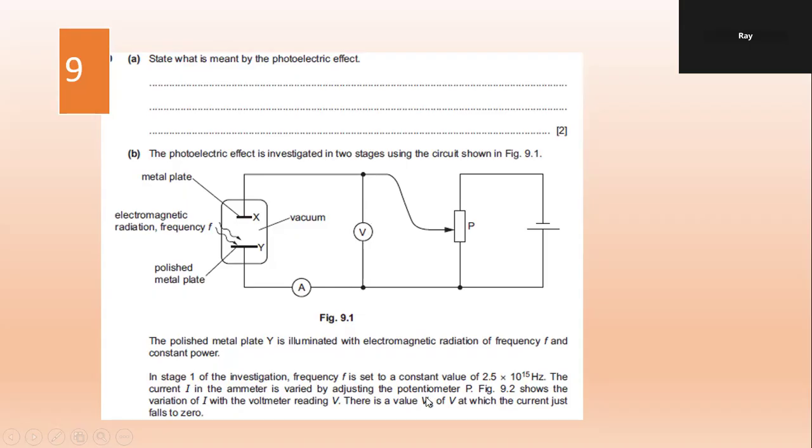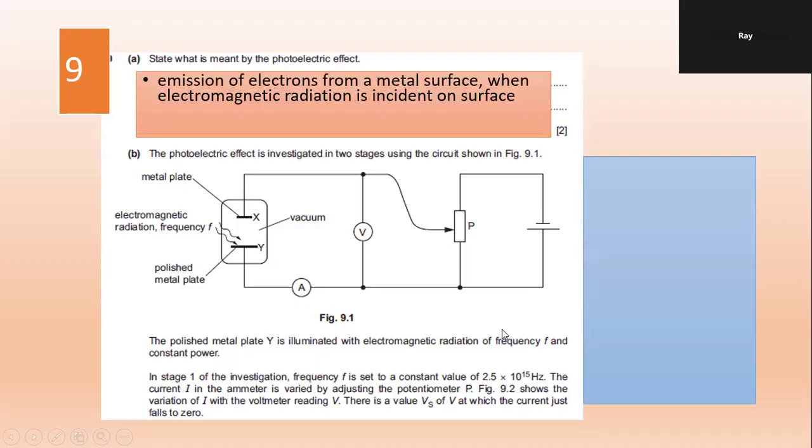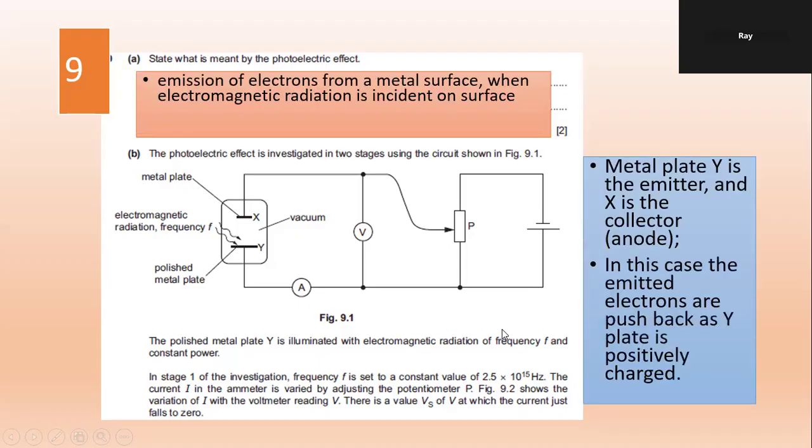There's a value Vs that's usually called stopping potential, but you don't need to know, it's not in your syllabus. But you know it's Vs; they tell you the value Vs at which the current just falls to zero. Right? So at Vs, the current falls to zero. Okay, any comment or any query so far?